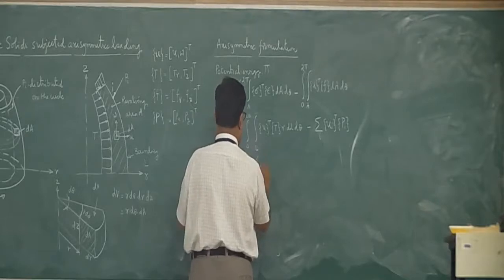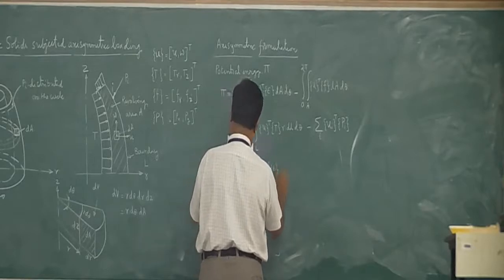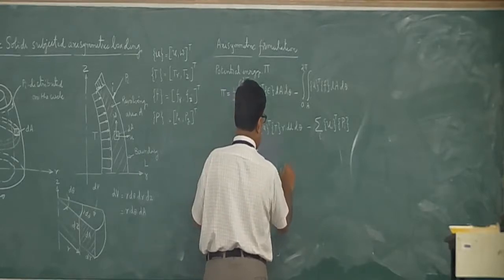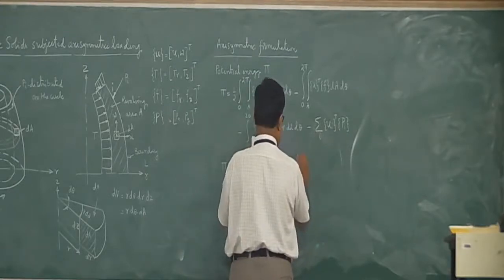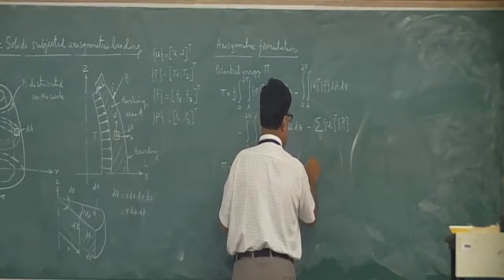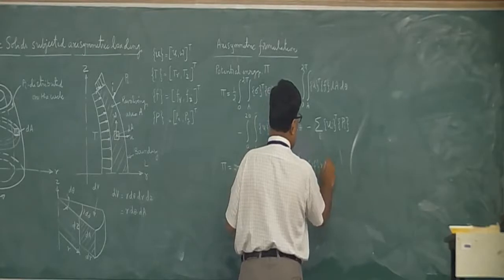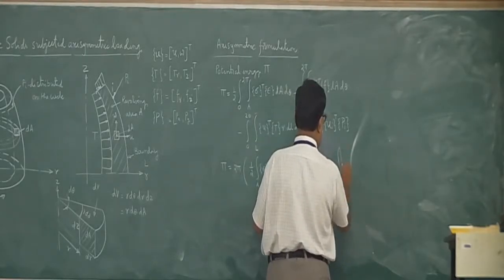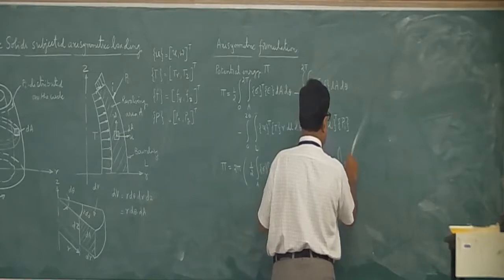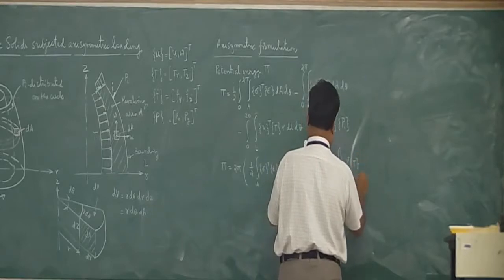integration sigma transpose epsilon r dA, minus integration over area U transpose F R dA, minus over the length L U transpose T R dl.